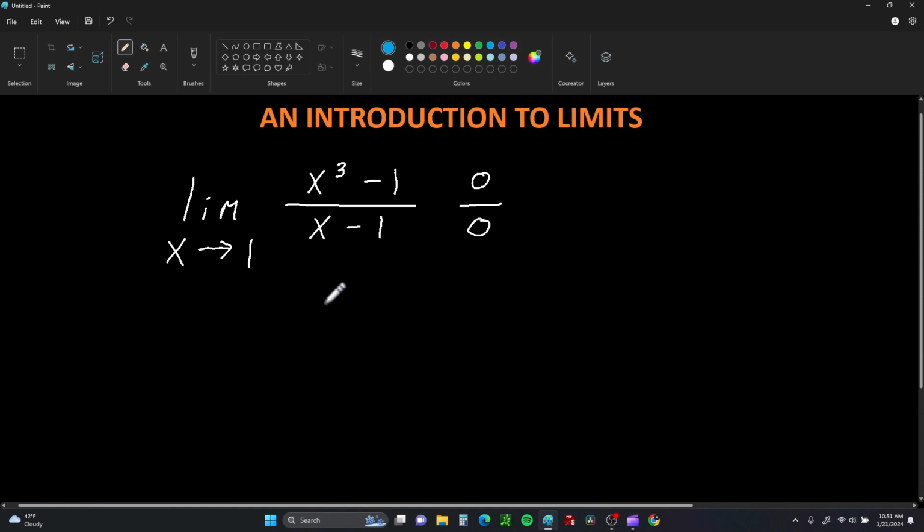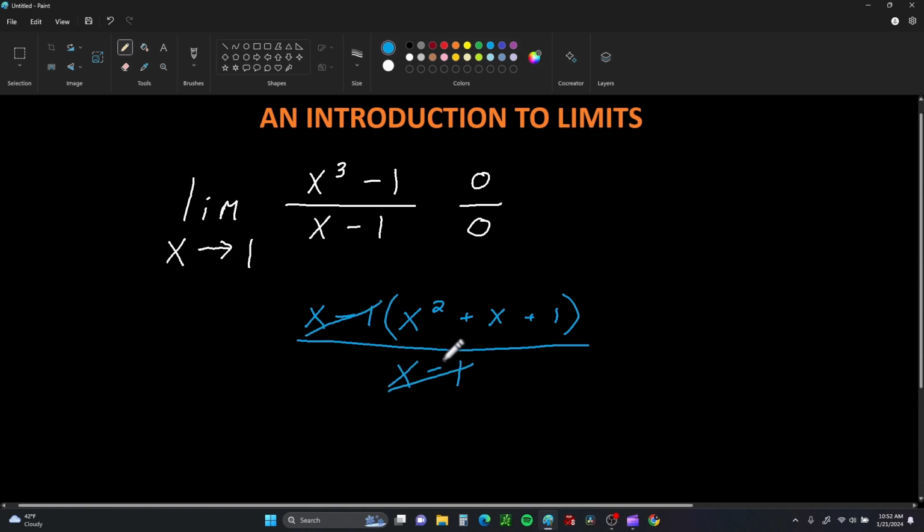But let's do some algebra to this to change what that looks like. Well, x cubed minus 1, if I was to pull out, I see this denominator is x minus 1, so I'm just going to look at this as x minus 1 times another function. And that other function is x squared plus x plus 1. And if I had that over x minus 1 after doing the factoring, what I would get is x minus 1 divided by x minus 1 is 1.